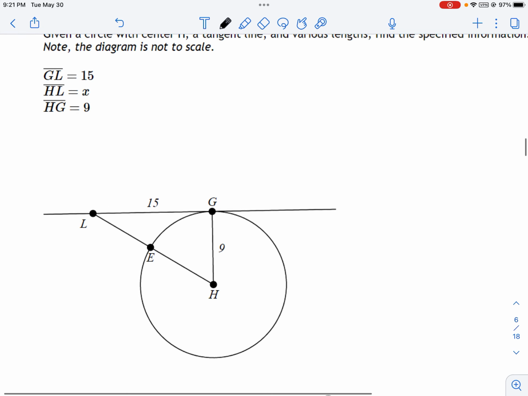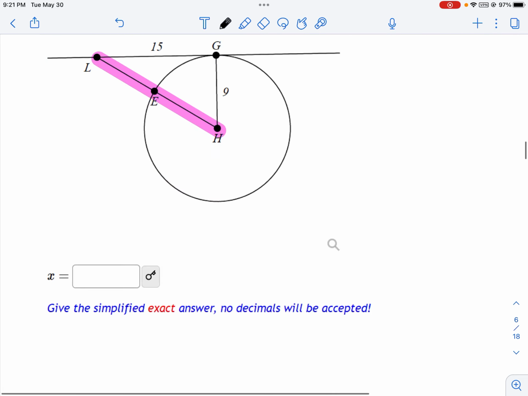So, we'll look at this one. It has G to L, which is labeled 15 on the diagram for us. We have H to L, which is X. H to L is this section right there, so that's what we're trying to find. Okay, and then H to G is also labeled for us as 9. So, we're looking at this.